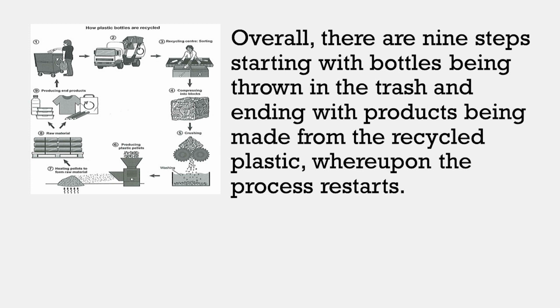So my overall summary is, overall there are 9 steps, starting with bottles being thrown in the trash and ending with products being made from the recycled plastic, whereupon the process restarts. Now that last part's quite important. That's referring to the arrow that we can see above step 9 pointing back to step 1. That means this is a kind of cyclical process, right?